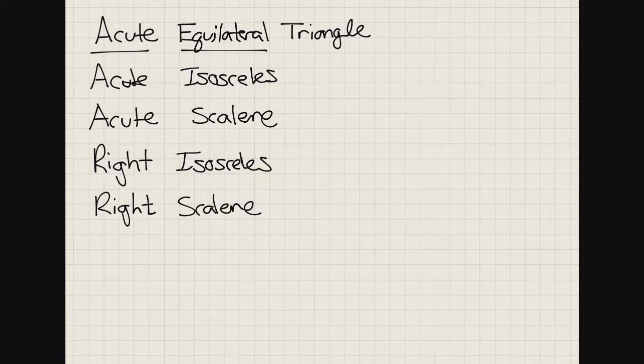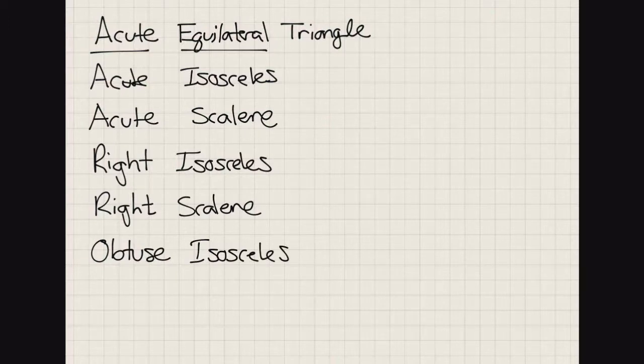Last but not least, you can have an obtuse isosceles and an obtuse scalene. These are the 7 types of triangles that you can have. They almost always fall into these categories. Okay, let's go ahead and draw them.